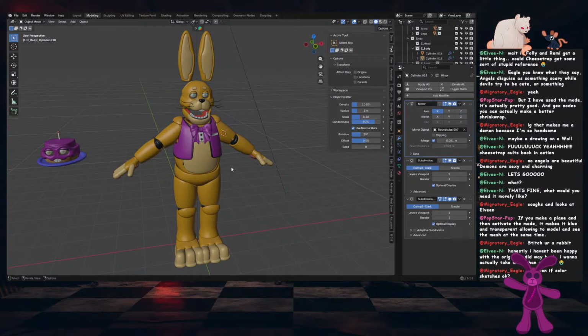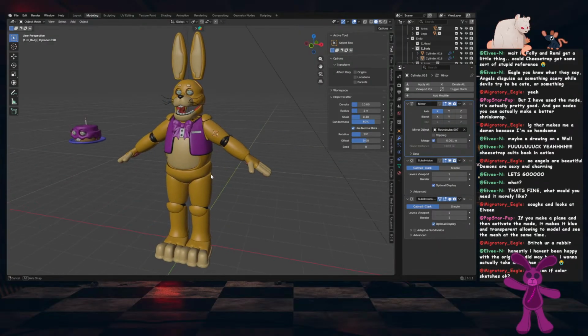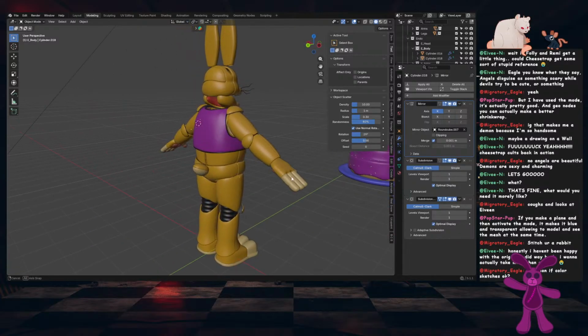Question, are color sketches okay? Color sketches are perfectly fine. Alright, I'll try after stream. Could you send me an image of your Springbonnie model, if you wouldn't mind? I can try.